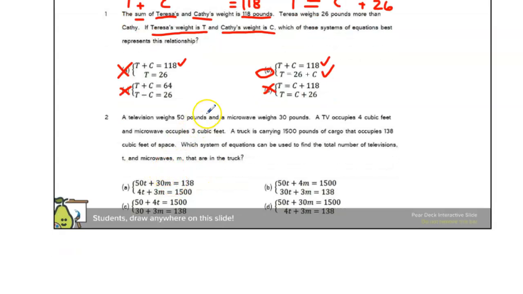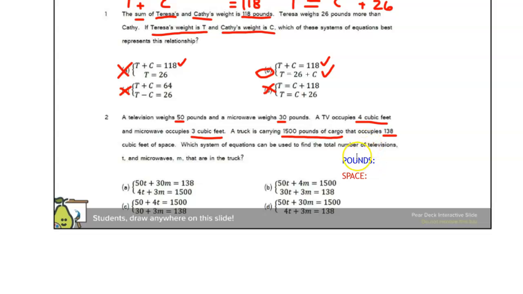Next, a television weighing 50 pounds and a microwave weighing 30 pounds. And then a TV occupies 4 cubic feet and microwaves occupy 3 cubic feet. Okay, so the TV is 50, the microwave is 30, and each TV is 4 cubic feet, and each microwave is 3 cubic feet. Okay, makes sense. The truck is carrying 1,500 pounds of cargo total. Okay, so one of the equations is going to deal with pounds. And it also occupies 138 cubic feet of space. Okay, another equation is going to deal with space. So we have two equations here, one for pounds and one for space.